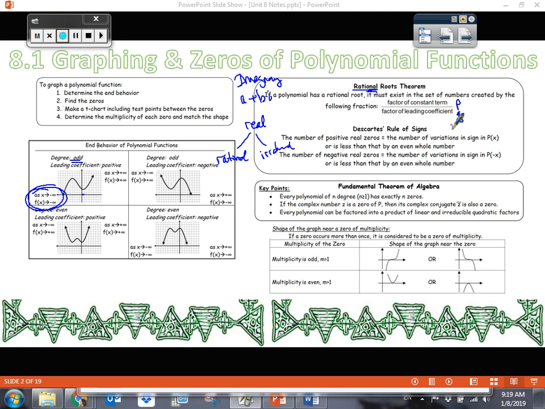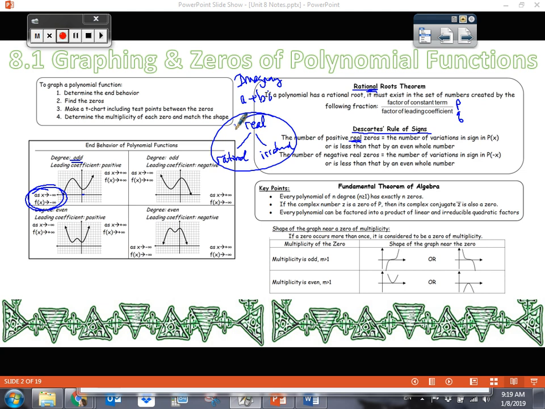Then we have another, this is actually called Descartes' rule of signs. This helps us determine how many real roots we have. Now that includes both kinds, rational and irrational. It's going to just tell us how many real roots that we have.